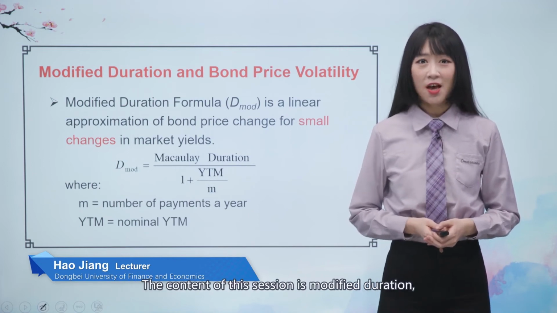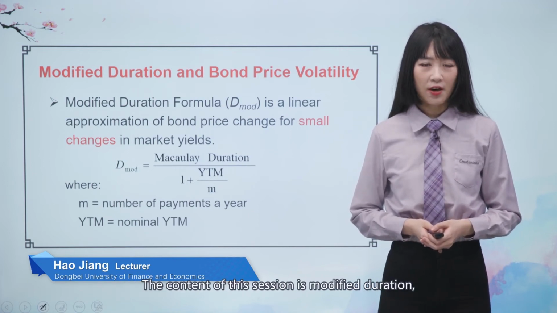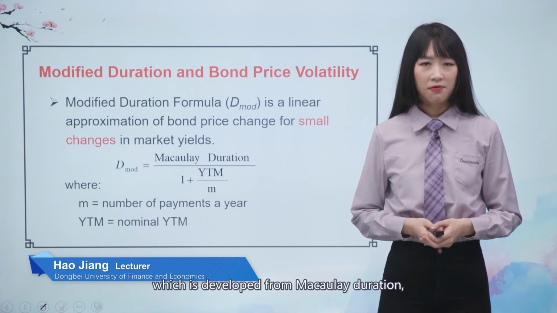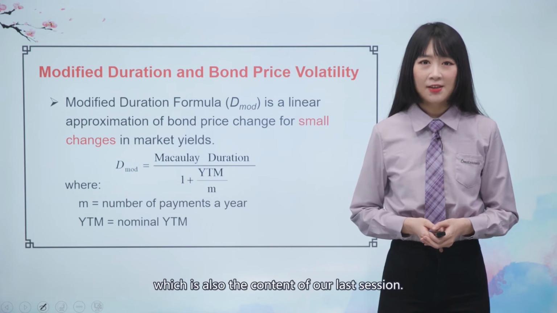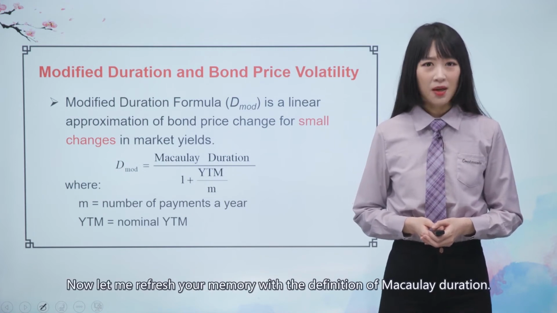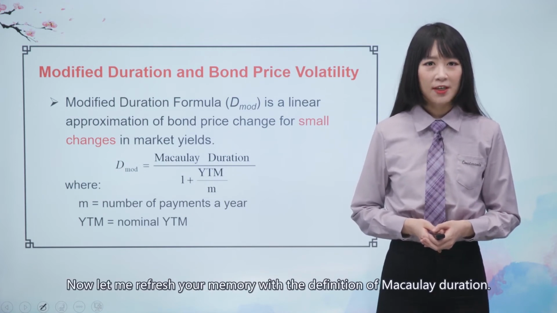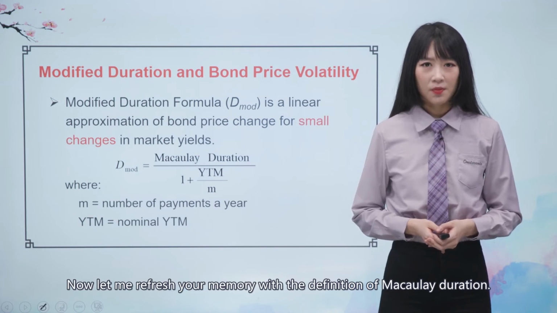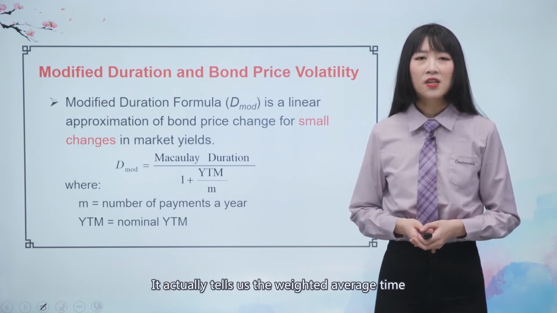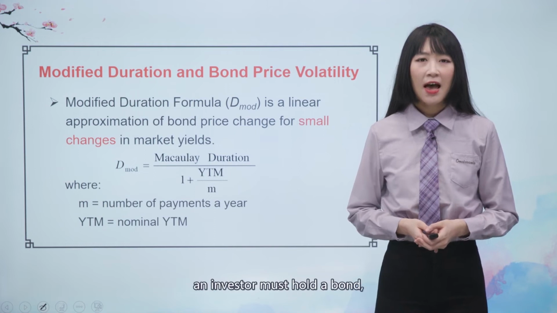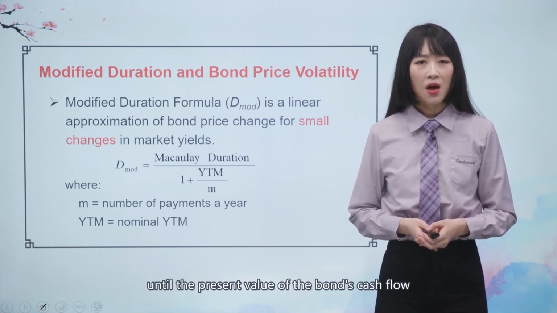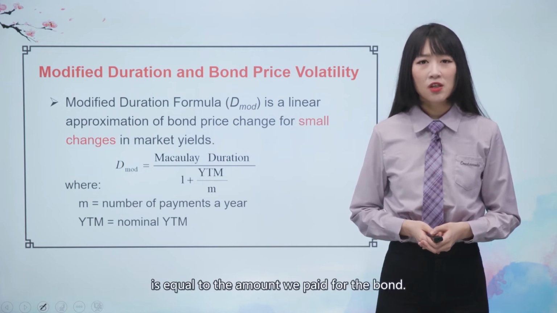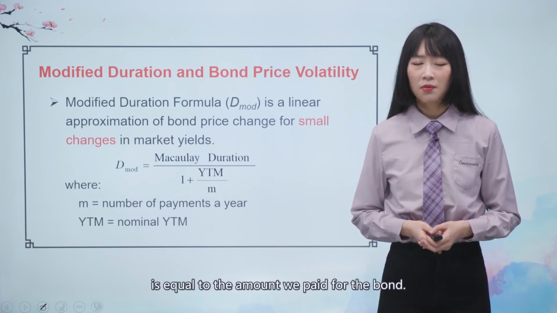The content of this session is modified duration, which is developed from Macaulay duration, which was also the content of our last session. Now, let me refresh your memory with the definition of Macaulay duration. It tells us the weighted average time an investor must hold a bond until the present value of the bond's cash flow is equal to the amount we paid for the bond.